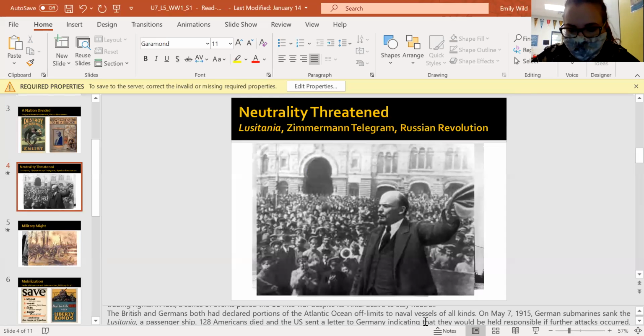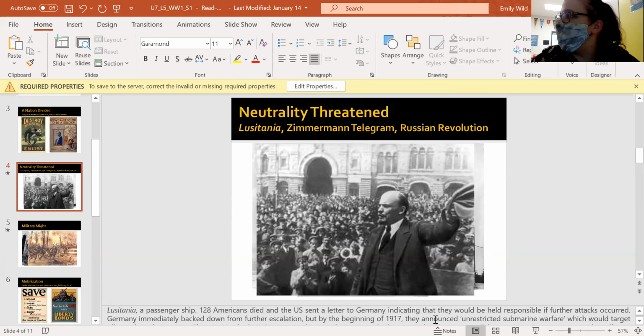The first is the sinking of the Lusitania. You can see the Lusitania spelled on the slide. The Lusitania was a British ship that had Americans on board. So again, the Lusitania was a British ship that had 128 Americans on board and was sunk by German submarines.